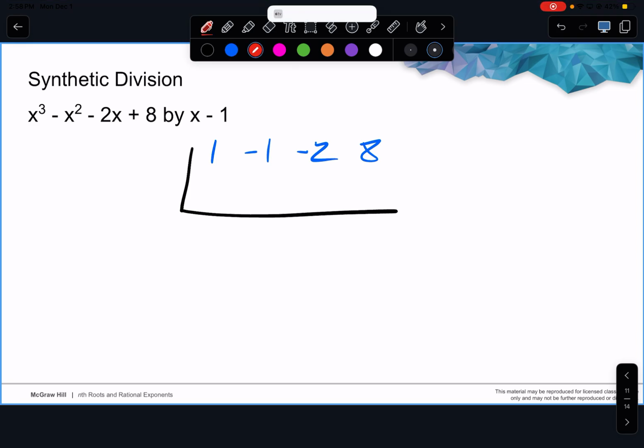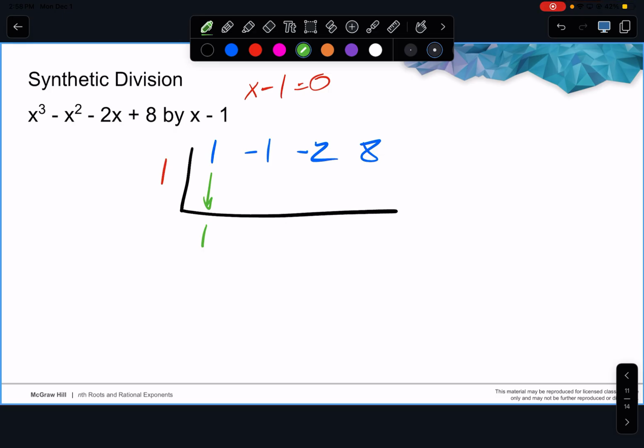Got it? Okay. The number on the outside is going to be 1 because x minus 1 equals 0. If we solved it, we would get 1. Okay, the first step, once we get it all set up, what's my first step going to be here? This is the easiest one. Before I even do that, what do I have to do? To get my process started, I have to bring down the 1.